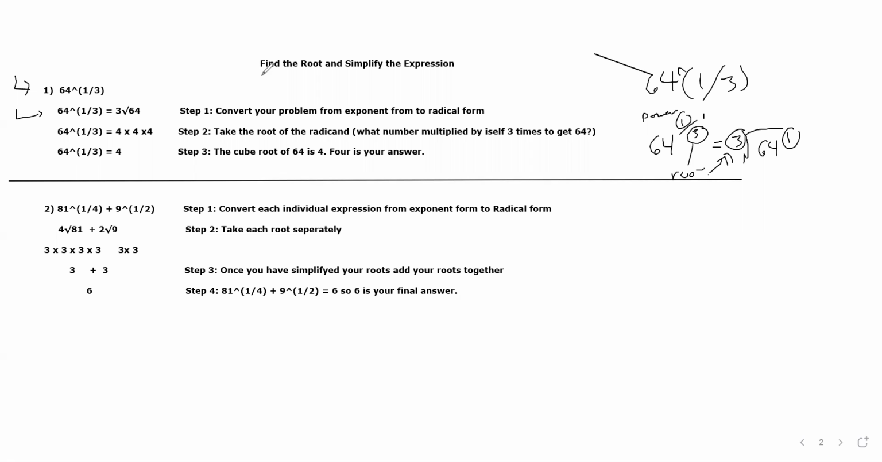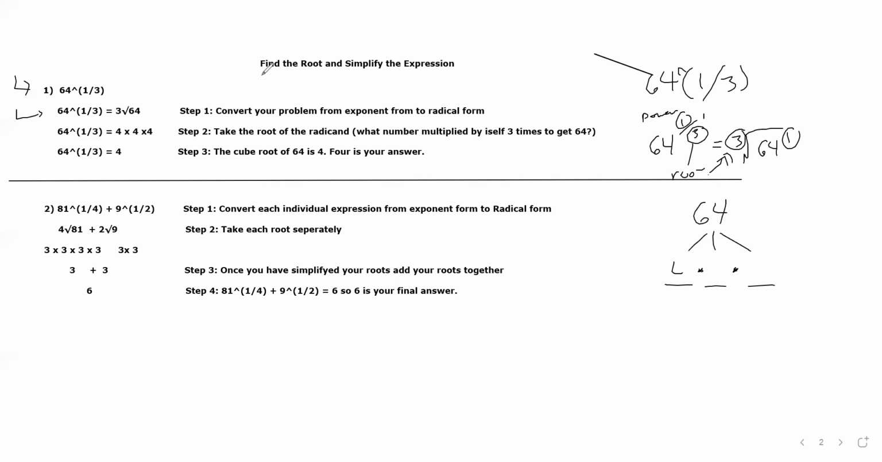The next step, once you've shown that you can convert from exponent form to radical form, is step 2, which is you're going to take the root of the radicand. Remember, the radicand is just the number that's inside the little radical symbol. It's the 64, and you're going to have to take the cube root of it. In other words, you want to break it up into 3 numbers that multiply by itself to equal 64. That means you're going to have to break it down into 3 different numbers that all multiply to give you 64.